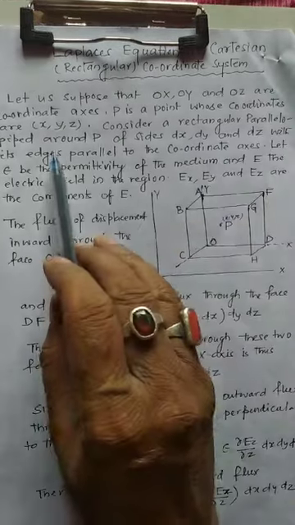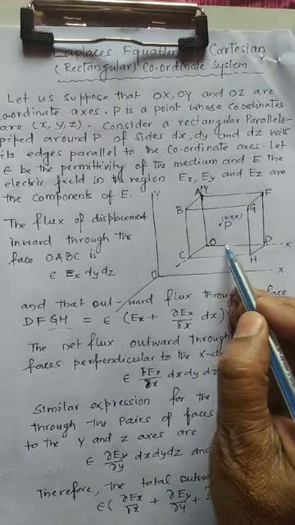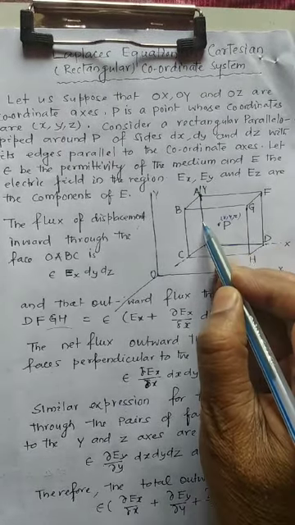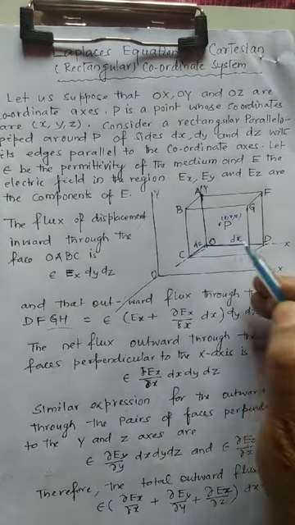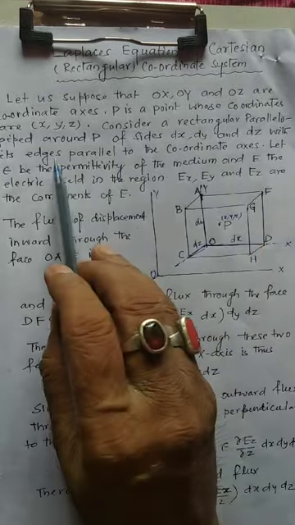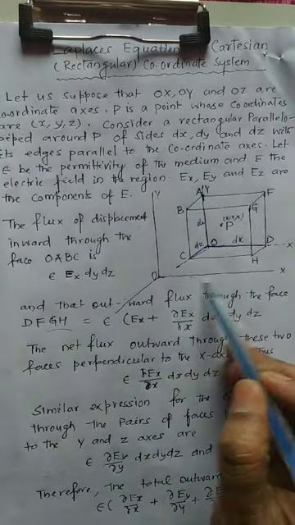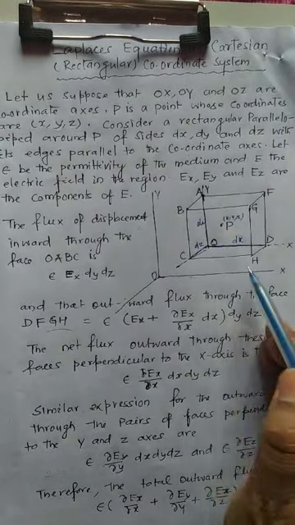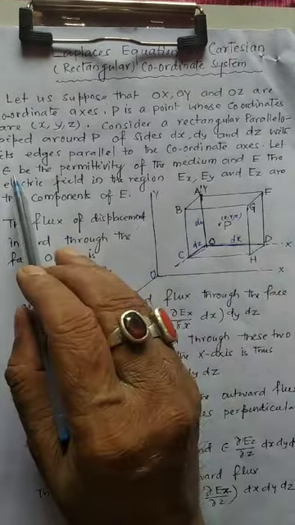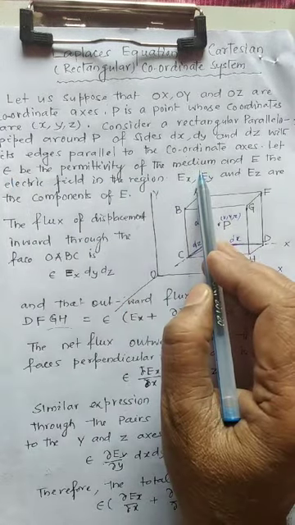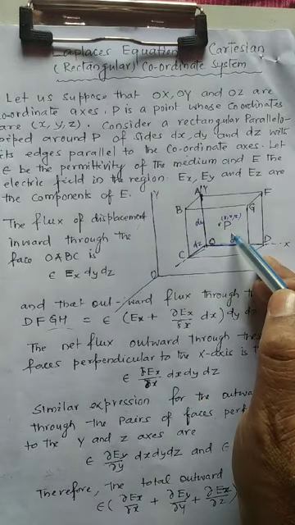Consider a rectangular parallelepiped around P of sides dx, dy, dz. This side is dx, this side is dy, and this is dz, with its edges parallel to the coordinate axes. You may say every edge is parallel to the axes. Let epsilon be the permittivity of the medium and E be the electric field in the region. Here in this region the electric field is E.